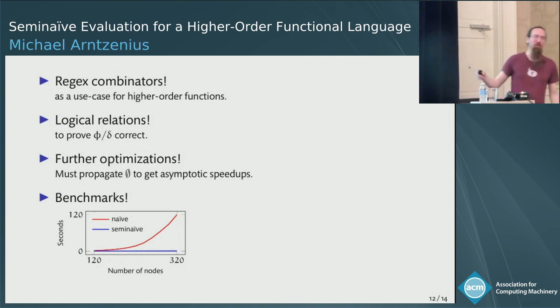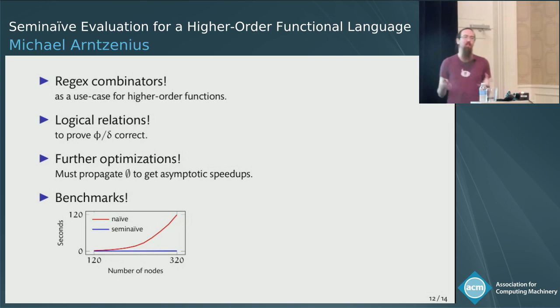More seriously, we elaborate on this in the paper and explain why and when you should expect to get an asymptotic speedup from Seminaive evaluation. It doesn't always help you. There are some programs that just don't need it. But when it does help you, it can help a lot.